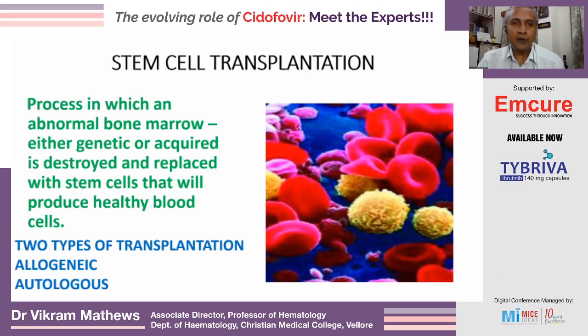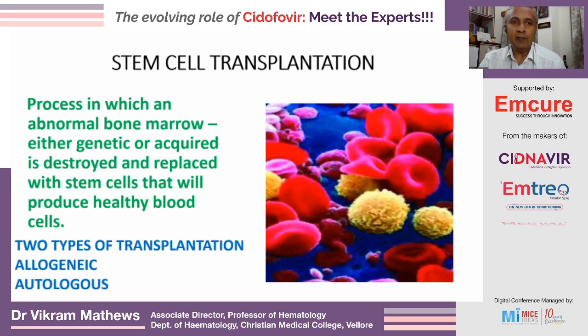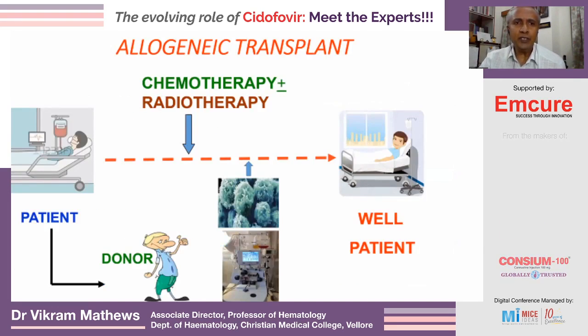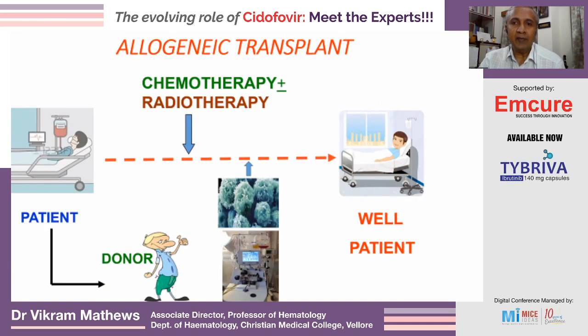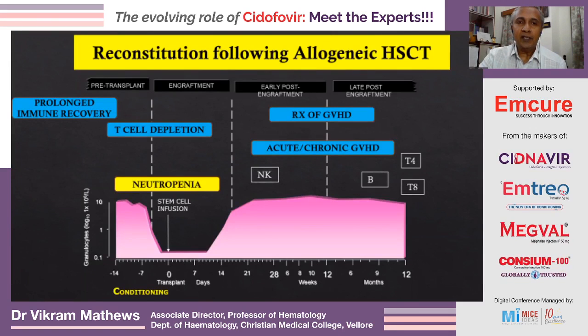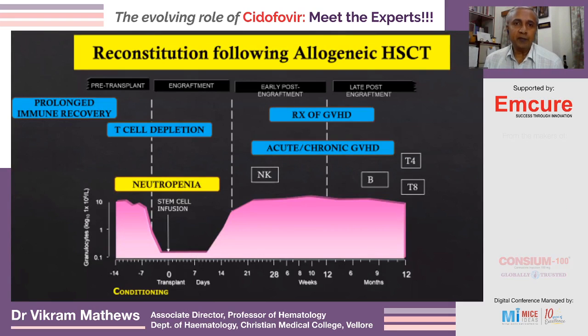As most of you know, stem cell transplantation is a process by which, conceptually, any genetic or acquired disorder in the hematopoietic stem cell can be corrected by transplanting from a potential donor. Usually this involves taking a patient through chemotherapy and radiotherapy, ablating the bone marrow, and infusing cells from a donor who does not have that particular problem. And usually we do have a well patient. But during that entire process of chemotherapy and radiotherapy, there is a fair amount of ablation of the bone marrow.